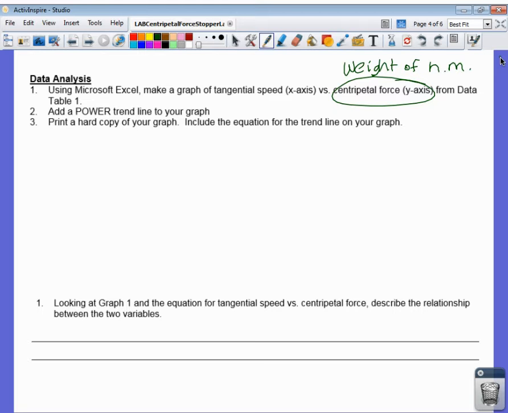Okay, ready? We are in 134, which is the one just in this hallway right here. Ready? Go.